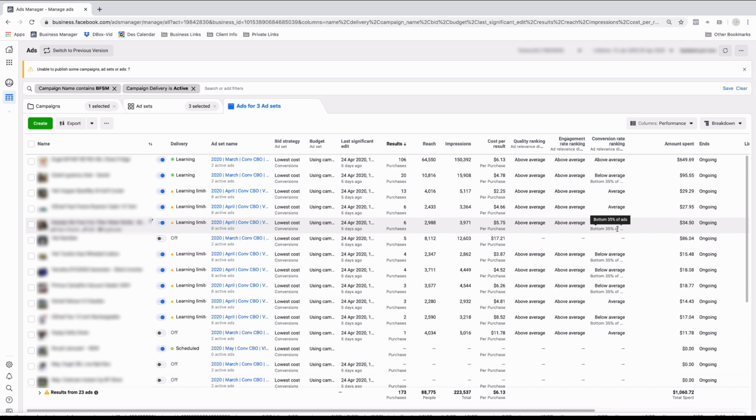Don't worry yourself too much if you do have one like this, above average, below average. Don't stress too much about this. This is just a good idea and a good indication of where your ad is compared to other people's ads.